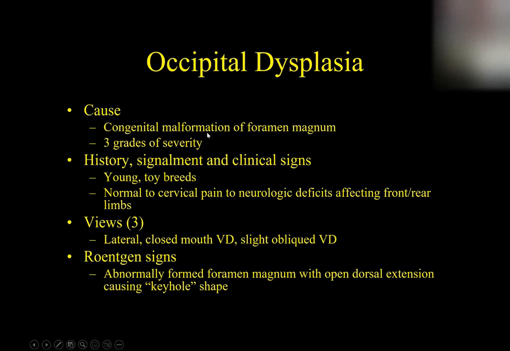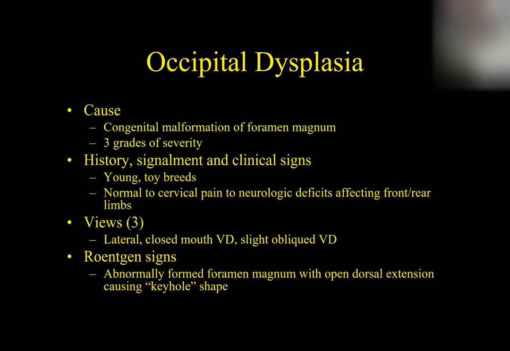It's a congenital malformation, meaning the dog is born with it, of the foramen magnum and the occipital bone. There are three grades of severity we'll talk about. Most of the time, this comes in young toy breed dome-headed dogs, little poodles and Chihuahuas and Pekingese and things like that. A lot of times the dogs that come in with occipital dysplasia will be a little bit uncoordinated. They may have a little bit of pain if you palpate the base of their skull, but a lot of times they'll also be clinically normal.